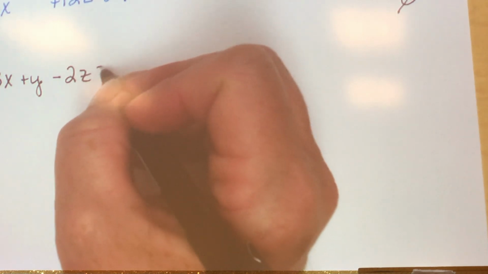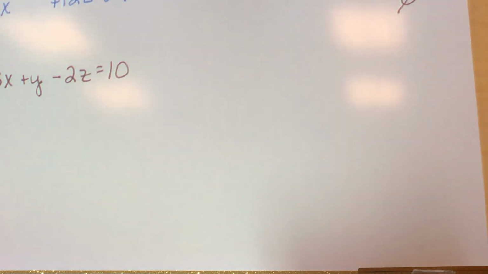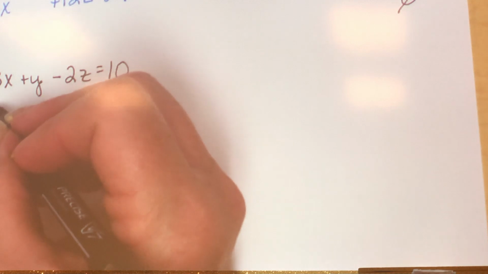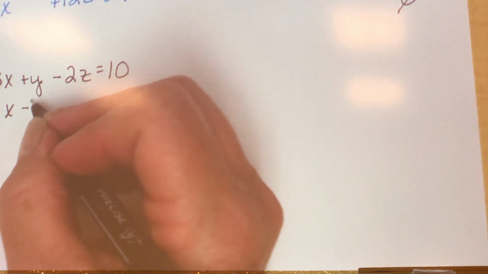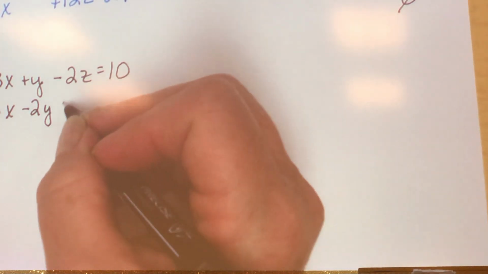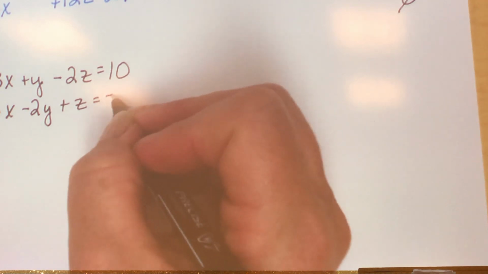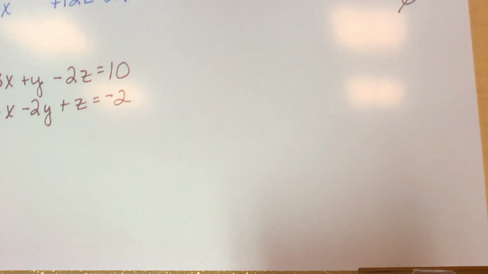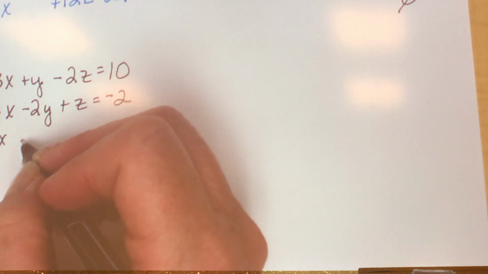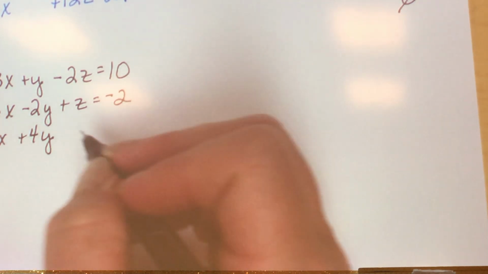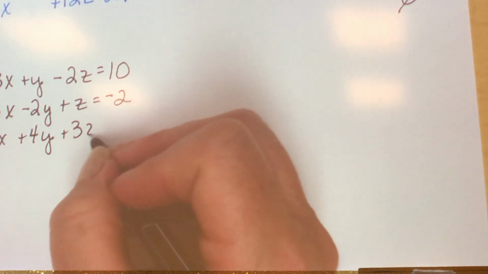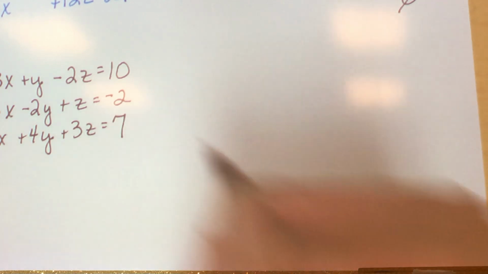3x plus y minus 2z equals 10. The second equation, 6x minus 2y plus z equals negative 2. The last equation, x plus 4y plus 3z equals 7.